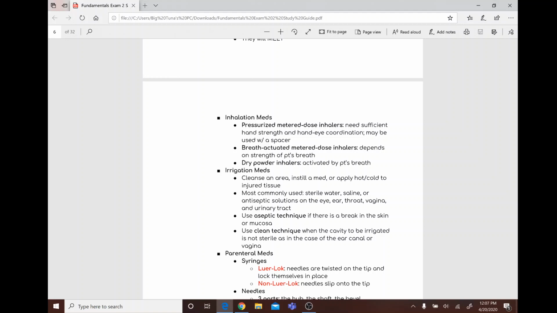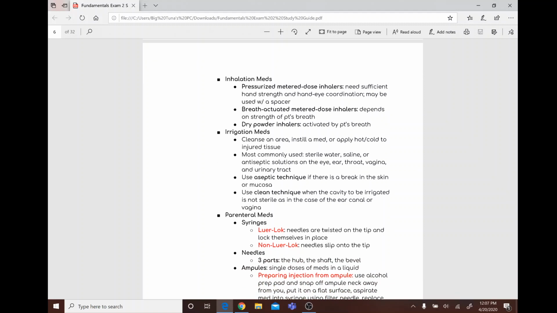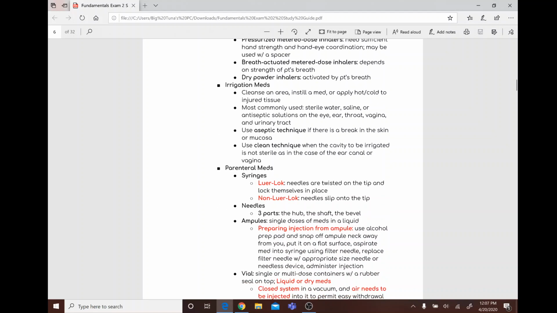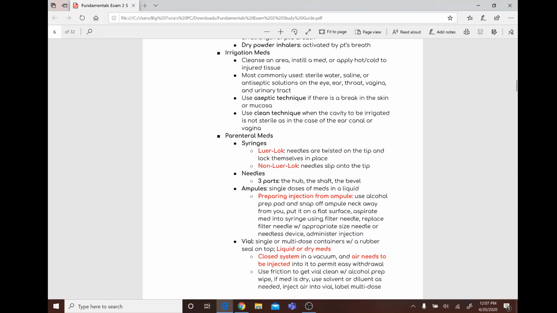What are irrigation meds used for? Cleansing an area, instilling a med, or applying hot or cold to an injured area. When would we use aseptic technique for irrigation meds? If there's a break in the skin or mucosa. When would you use clean technique for irrigation meds? When the cavity to be irrigated is not sterile, as in the case of the ear canal or vagina.